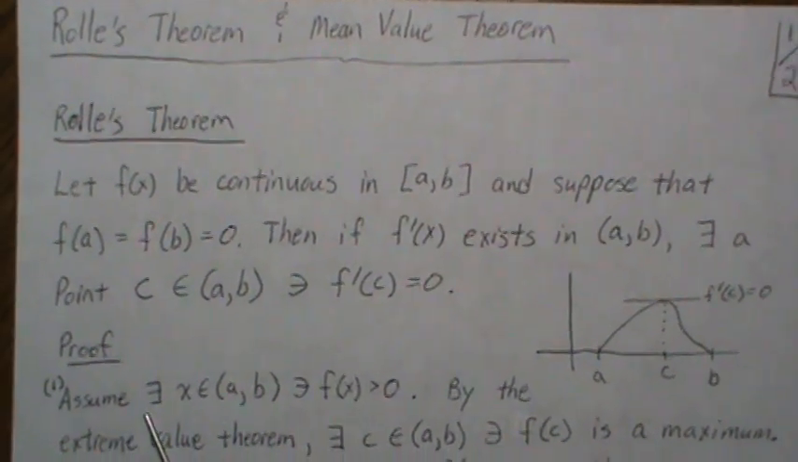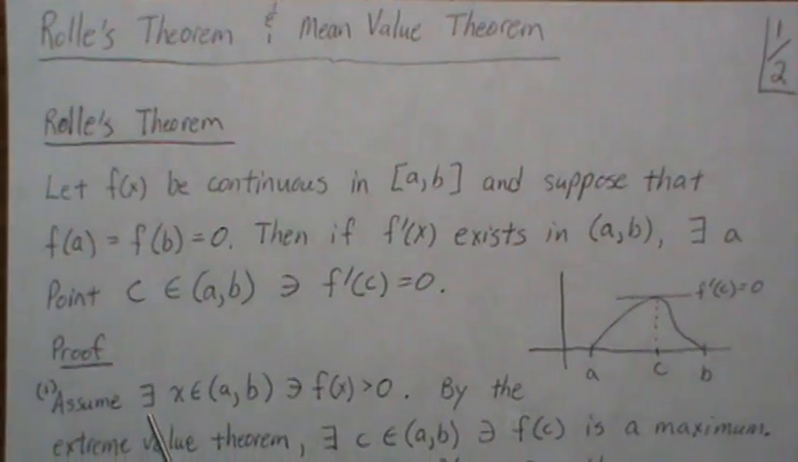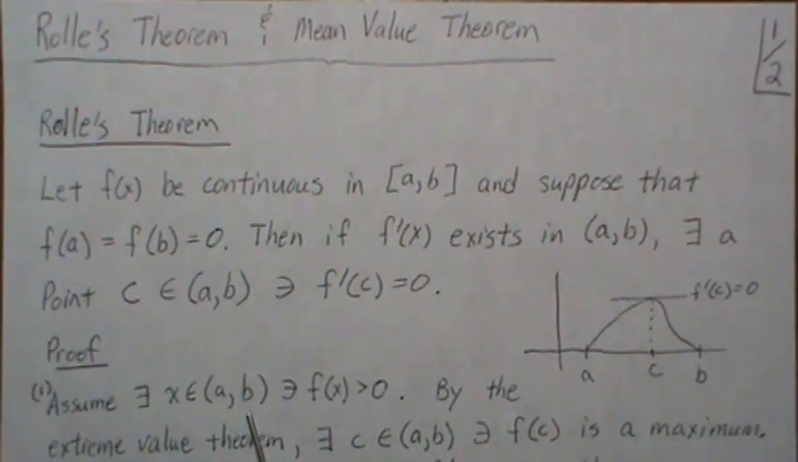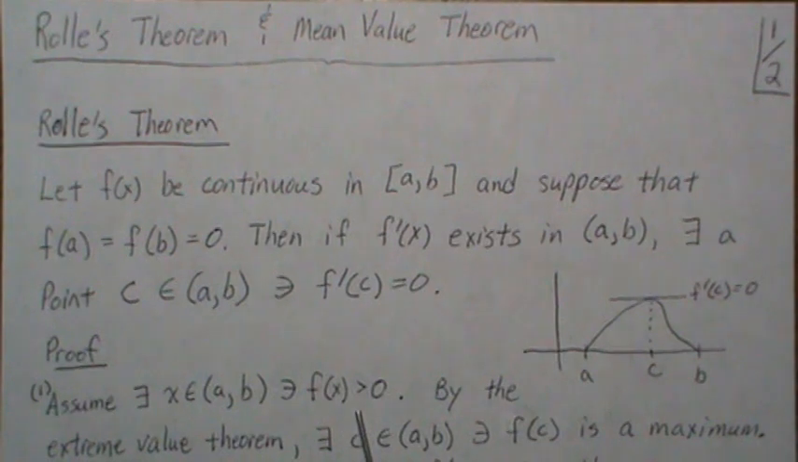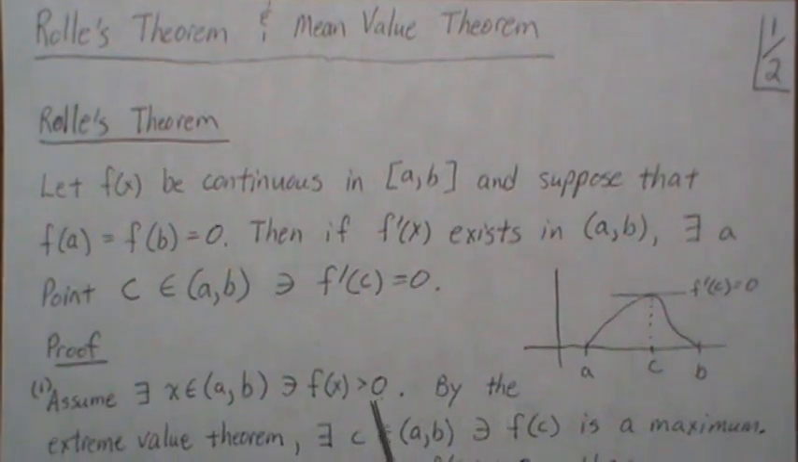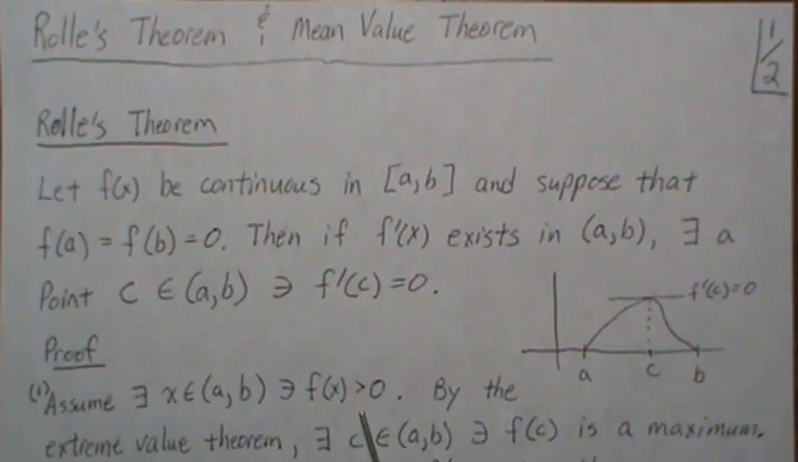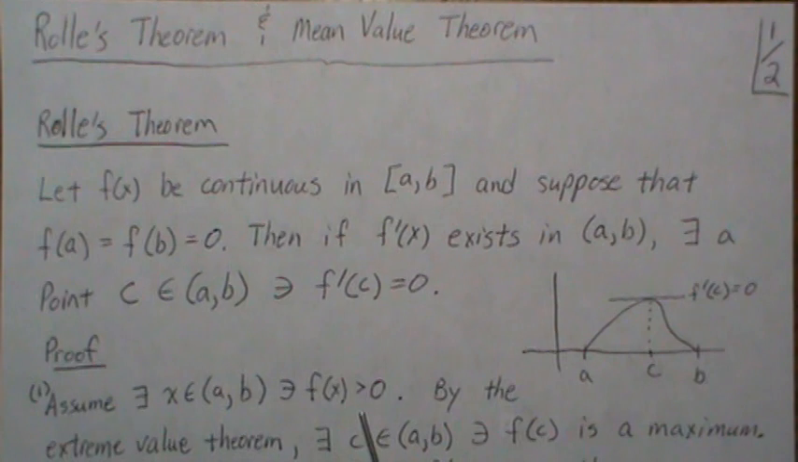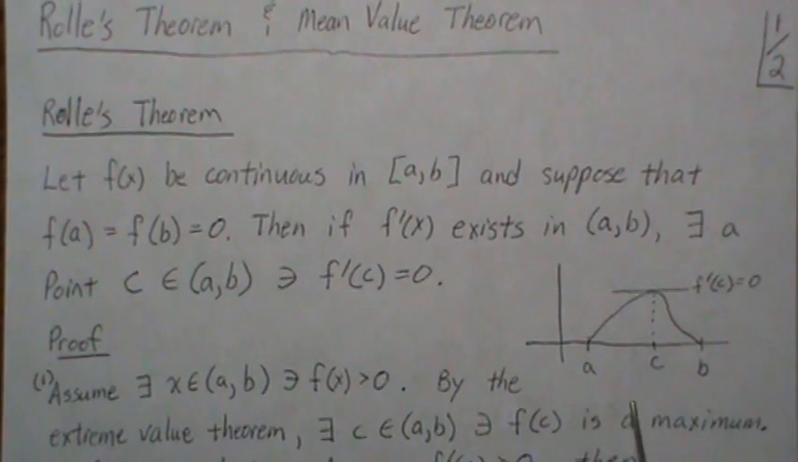So let's assume that there exists an x in (a, b) such that f of x is greater than 0. So we're going to assume that at some point it goes positive. Now the proof is very analogous when we assume that it's less than 0, when it goes down.